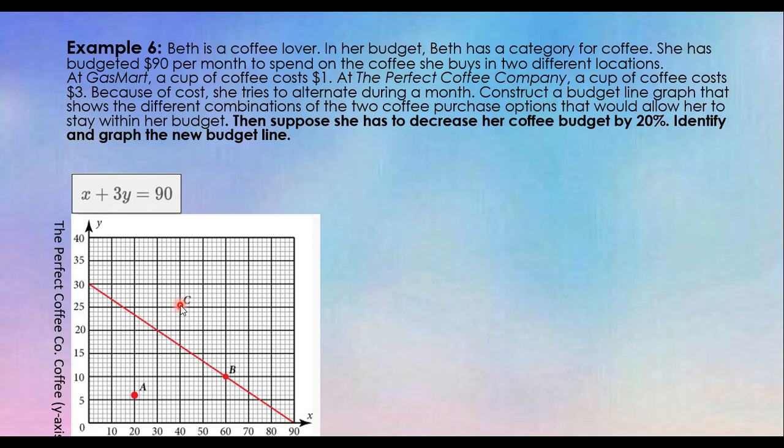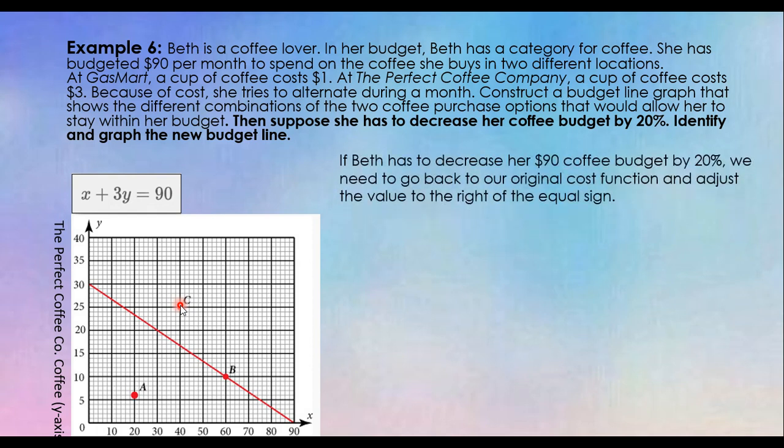So we just have to come up with a new budget equation and then graph it. So if Beth has to decrease her $90 budget by 20%, we just need to go back to the original cost function and change this amount on the right. Because it's still going to be $1 for Gasmark coffee, and it's still going to be $3 for the Perfect Coffee Co. The only constraint that's changing is how much she's saying that she's able to spend. So we're going to change just the right-hand side.